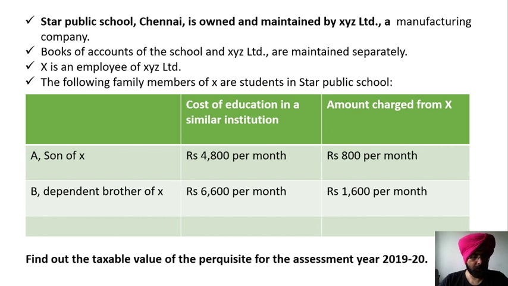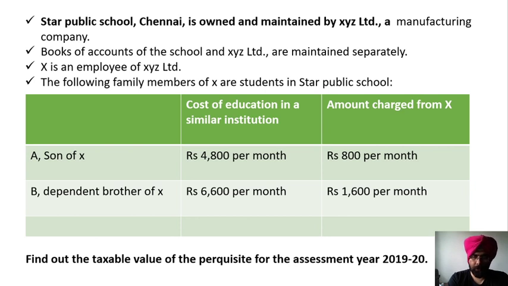So, next question. Star Public School, Chennai, is owned and maintained by XYZ Limited, a manufacturing company. Books of account of the school and XYZ are maintained separately. X is an employee of XYZ Limited. The following family members of X are students in Star Public School. A, son of Mr. X: cost of education in a similar institution is 4,800 per month. Amount charged from X is 800 per month.